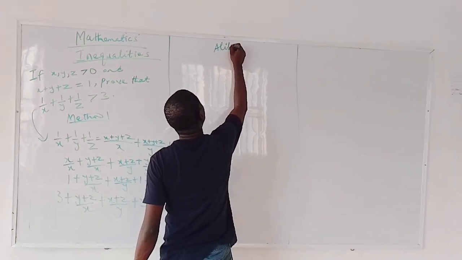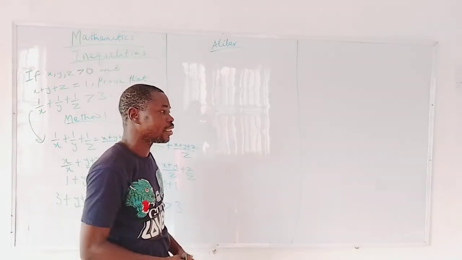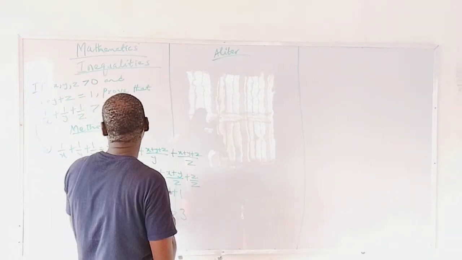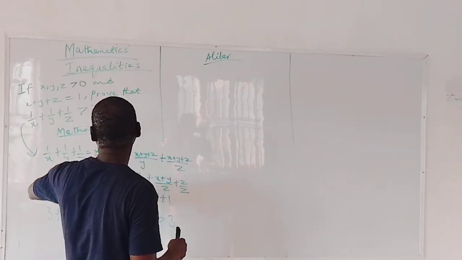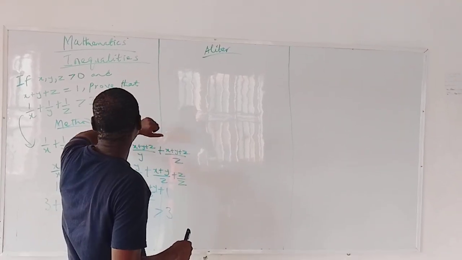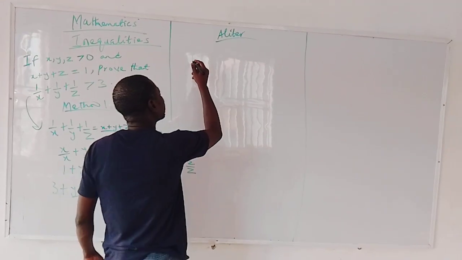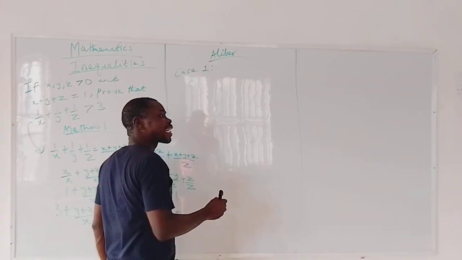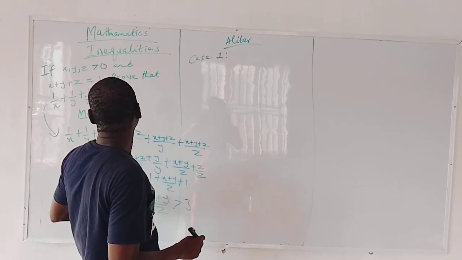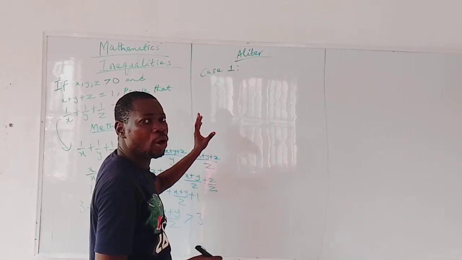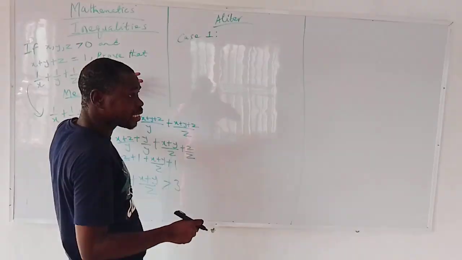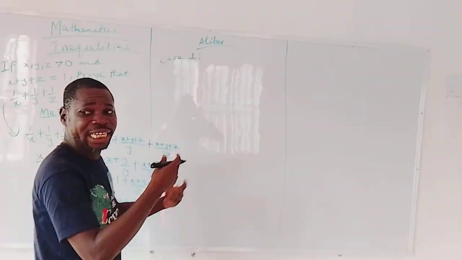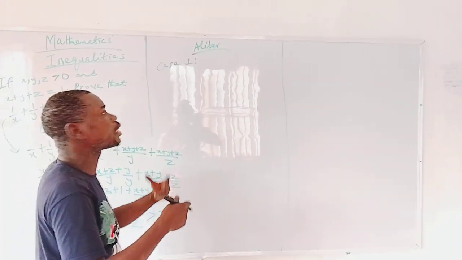Alita, when I say alita, I mean alternative. Alita, I can use another method. So what I'm trying to say is that when I want to use the second method, I can use 2 cases. Case 1. In case 1, we can assume that all the numbers are equal. If you are given 3 numbers, it's either the numbers are equal or the numbers are not equal.